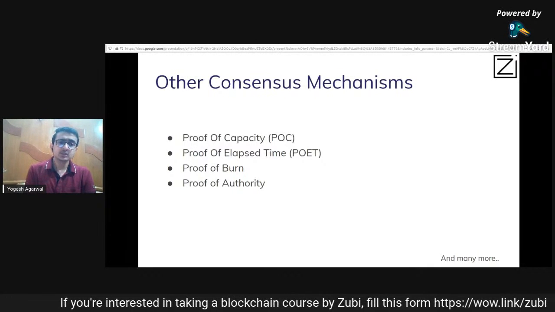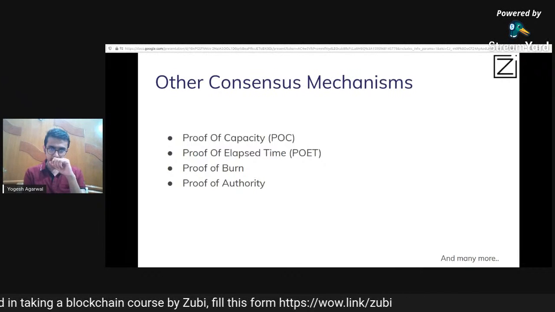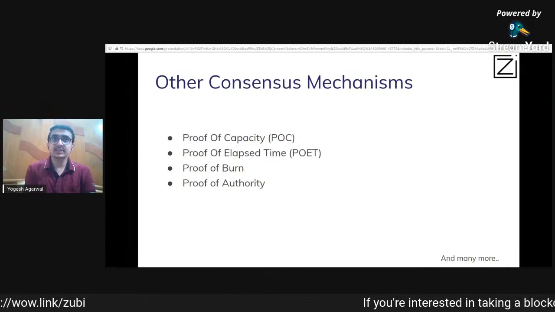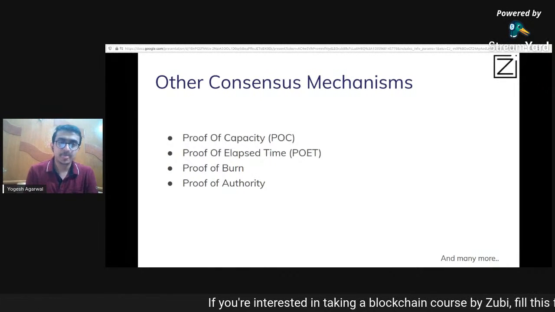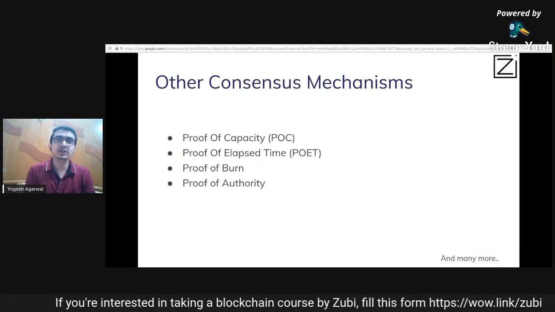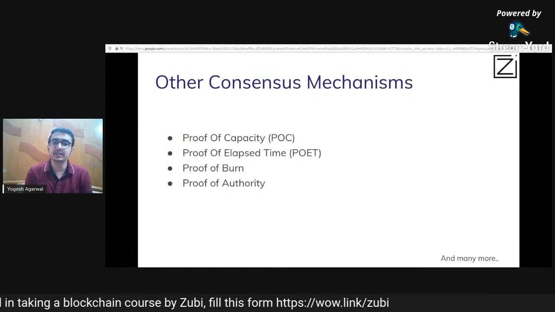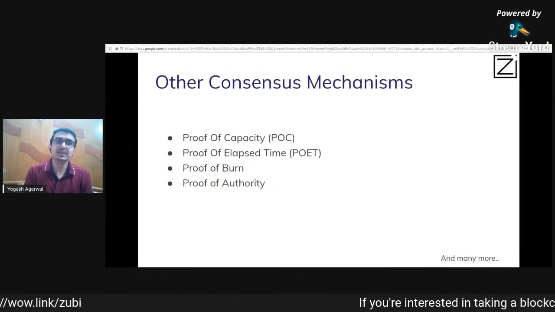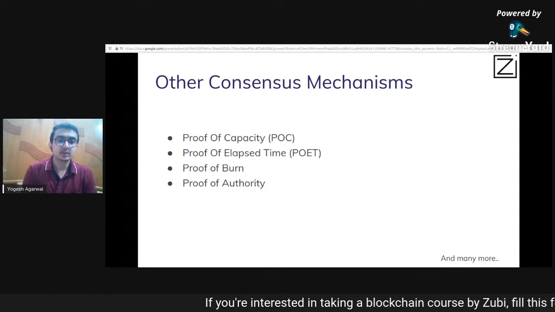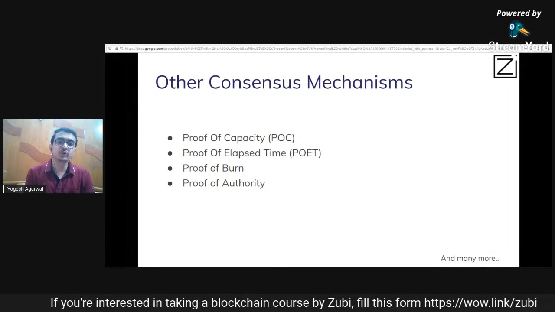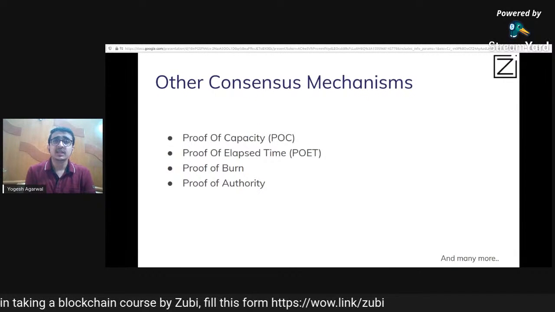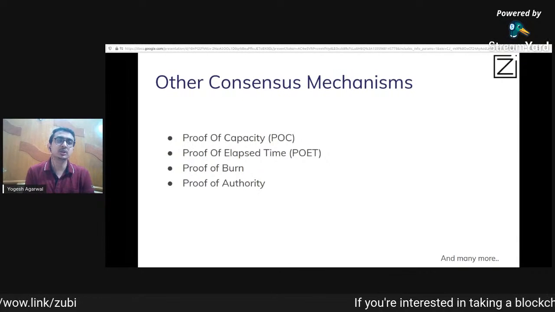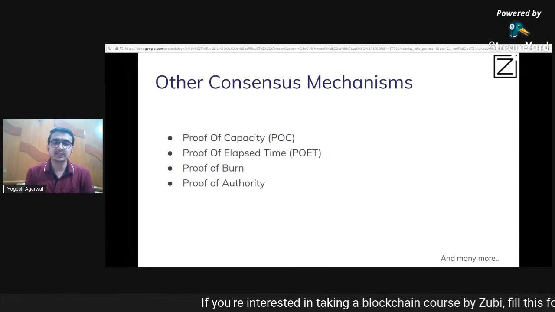Then proof of burn. Proof of burn is exactly similar to proof of stake. The only difference is that in proof of stake, the amount that you are staking gets frozen, and you can release it whenever you want to, like step down from the position of a validator. But in this, whatever amount you are staking gets burned, which means it is never coming back. Then comes proof of authority. In proof of authority, instead of any money or token, your authority is at stake, and more authority means more chances of committing the next block.